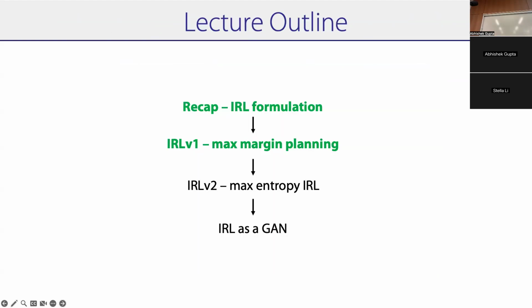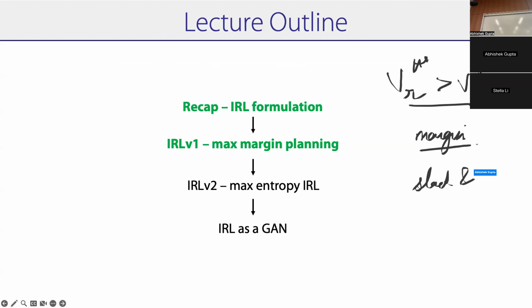Okay, so that was max margin planning, right? So the idea of max margin planning was the value under R of pi star is greater than the value under R of pi. And we said this was ambiguous, so we added a margin. The margin had some issues. We added slack, and we added a structured margin. That's it. So all that max margin IRL is saying is this basic logic, and then we just applied a few fixes to it.